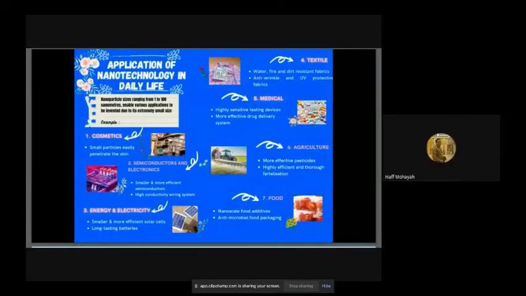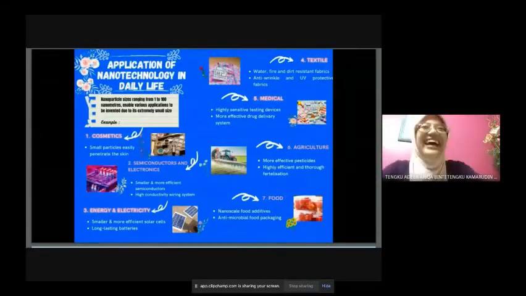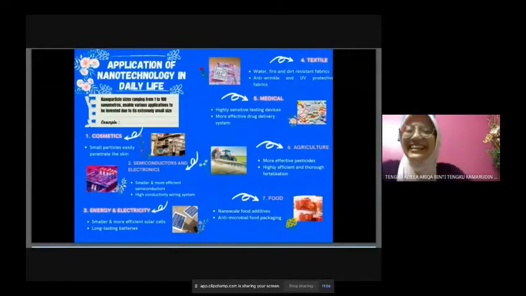Ya Allah, siapa seorang romantiknya? Dia, sir. Okay, teruskan.